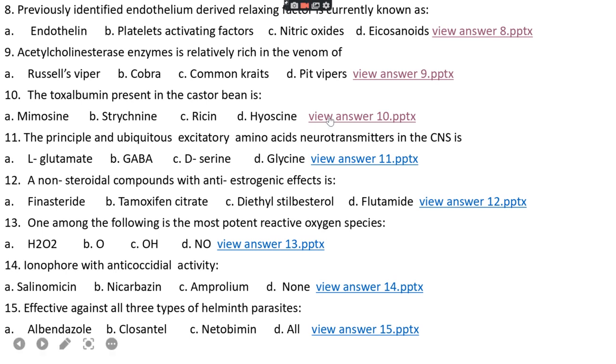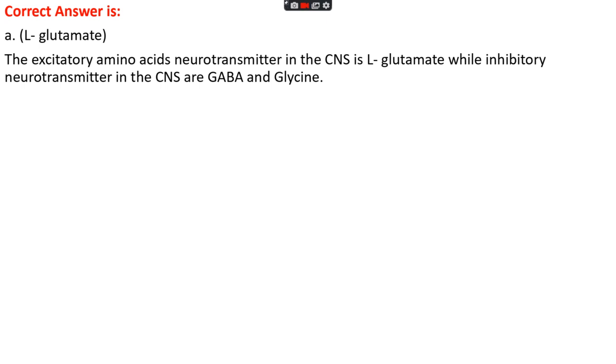The right answer is option A, that is L-glutamate. The excitatory amino acid neurotransmitter present in the CNS is L-glutamate, while the inhibitory neurotransmitters present in the CNS are GABA and glycine.